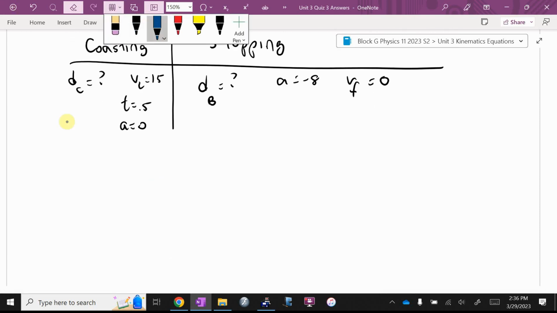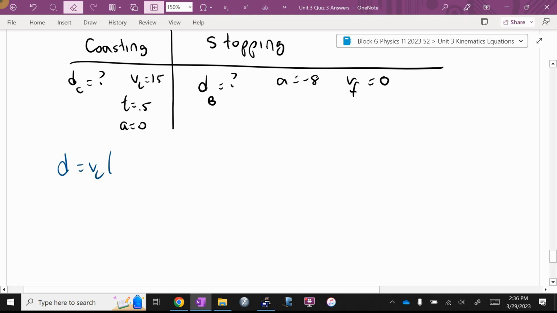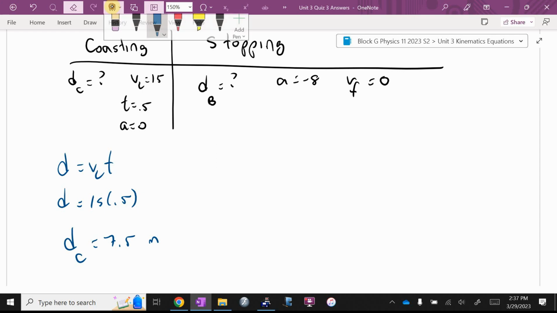In fact, this is really nice. I think it's going to be D equals VIT. What happened to the plus a half AT squared? 0. In fact, remember the distracted driving, yelling at each other? That's the equation we use because I hadn't taught you about acceleration yet. All I could use was D equals VT. I didn't even call it VI because you went, what's the difference? Okay. So it's going to be 15 times 0.5. The distance while coasting is 7.5 meters, yes? Keep going, Annie.